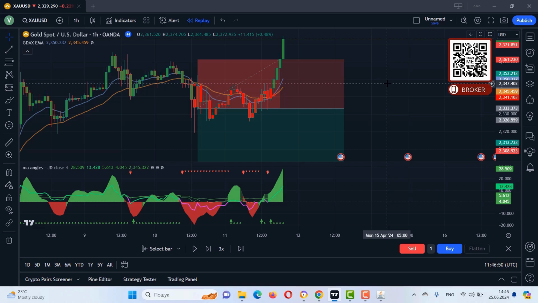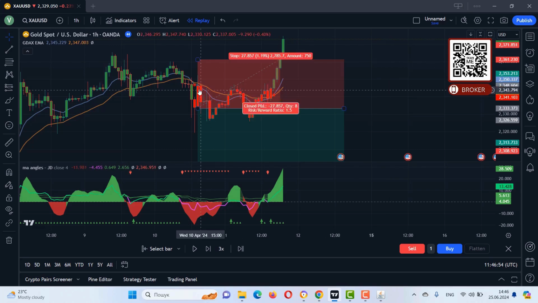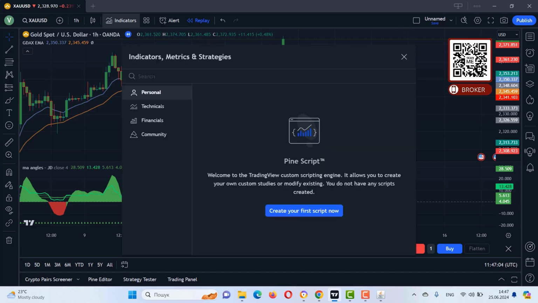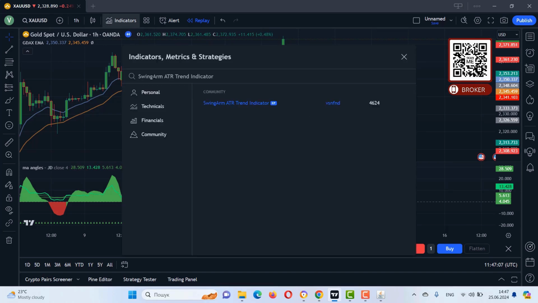Thus, by using another indicator, we will filter out such signals, and on such signals we will not enter trades. So, I proceed to the indicators and incorporate a trend indicator. This is the indicator.